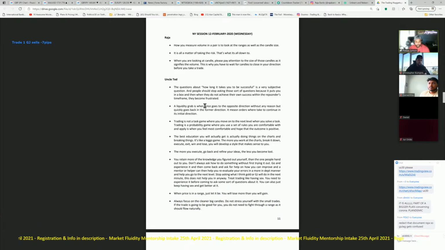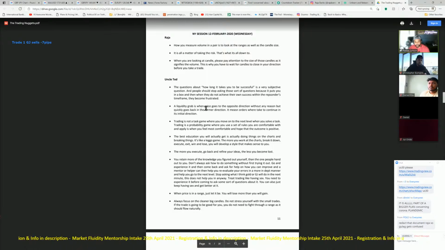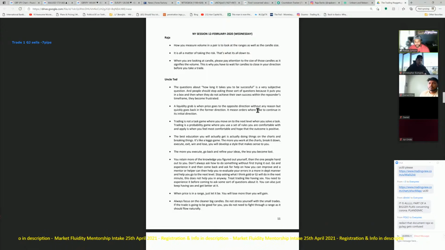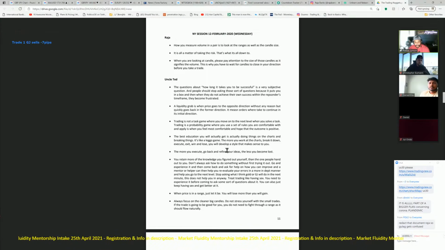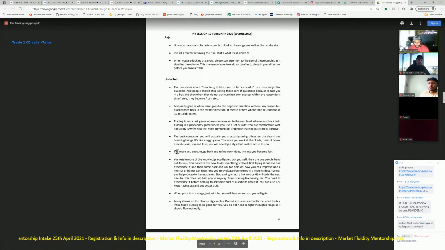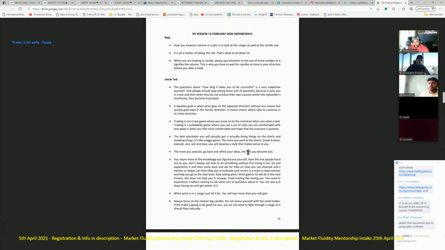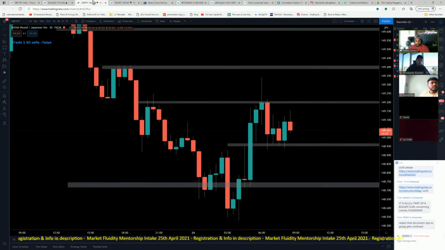A liquidity grab is when price goes in the opposite direction without any reason, but quickly goes back in the former direction. It means orders were taken to continue in the initial direction. The more you execute, go back and refine your ideas, the less you become lost. See, this is what I talk about all the time. Whenever you take a trade, go over that trade and see what you did, and you're going to find something every time.